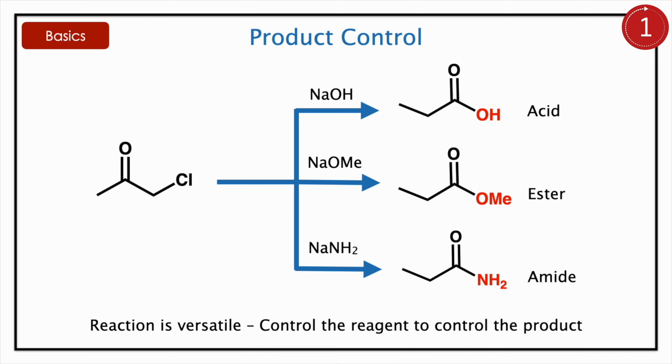Then a little note on the product formation. If you use a simple base, you end up with an acid. If you use methoxide, you end up with an ester. If you use an amide, you end up with an amide. Basically, you can tune the product by tuning the reagents.